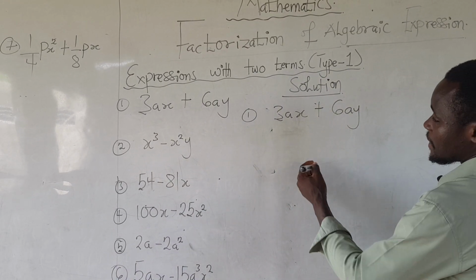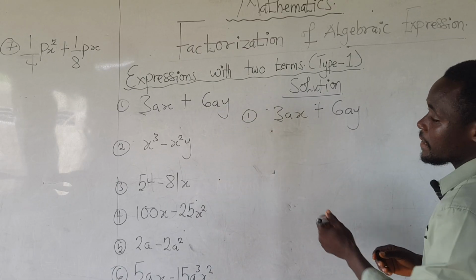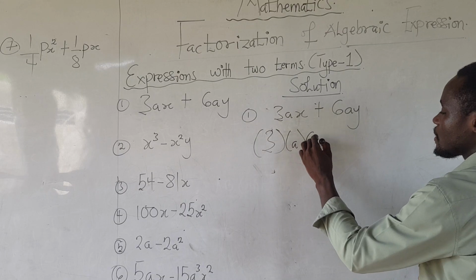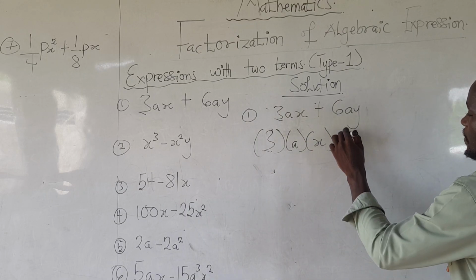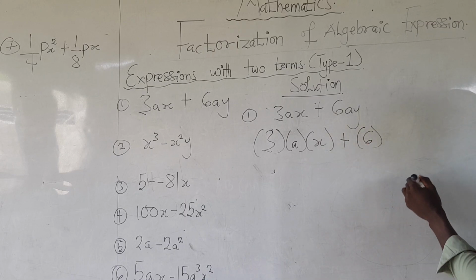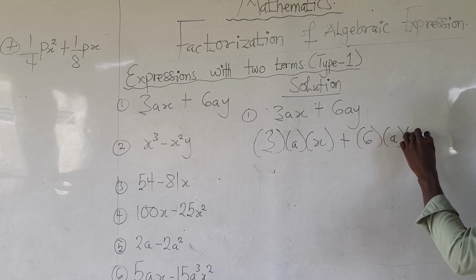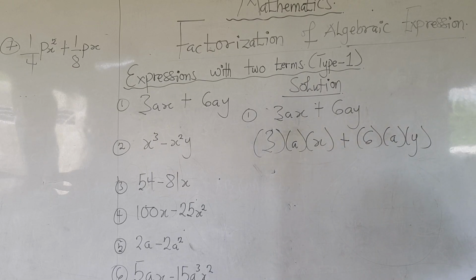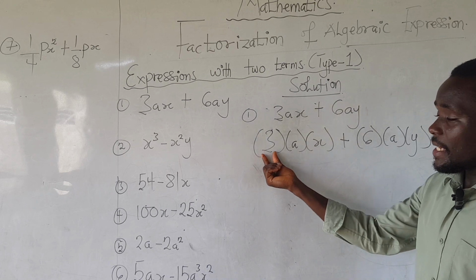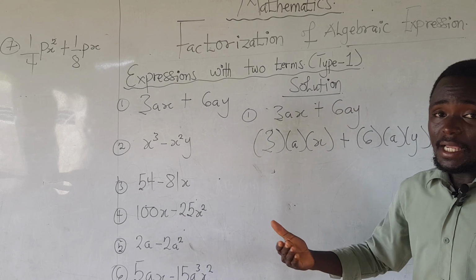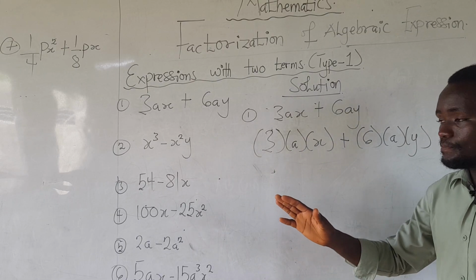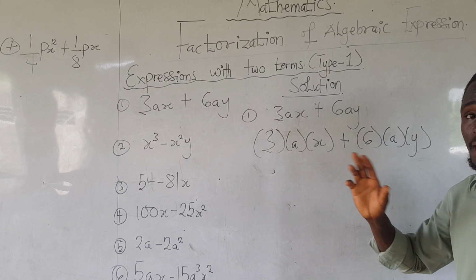We all know that in mathematics, this 3ax can be rewritten as 3 in a bracket, a in a bracket, then x in a bracket. Now plus, when I come here, I can rewrite this as 6 in a bracket, a in a bracket, then y in another bracket. Now, the numbers that I have there, I have to break down to get prime numbers. This 3 is a prime number. The a here has a power of 1, so I will leave it like that. The x here too has a power of 1, so I will leave it like that.